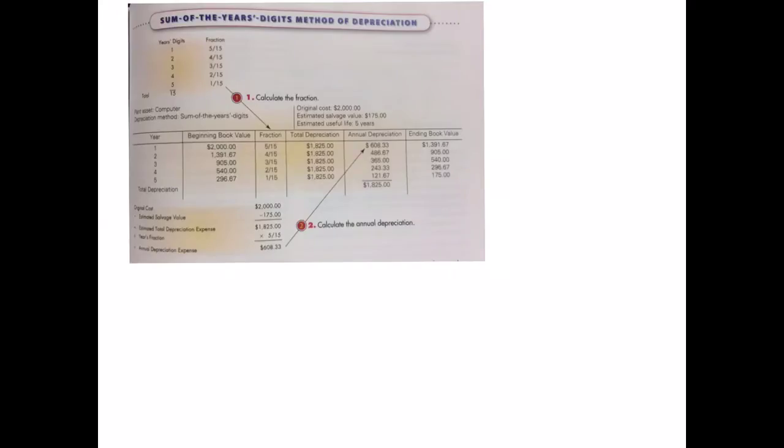The next one is the sum of the year's digits method. This one's a little odd, but once we learn it, it's not that difficult. It's just a little different. For this type of depreciation, we do take the salvage value into account when we calculate it. So we start with the cost of the asset. In this case, we have a $2,000 asset. Salvage value is $175. We have a useful life of 5 years.